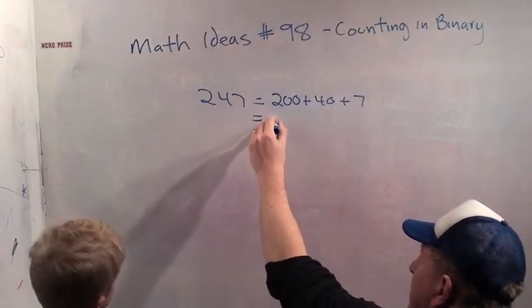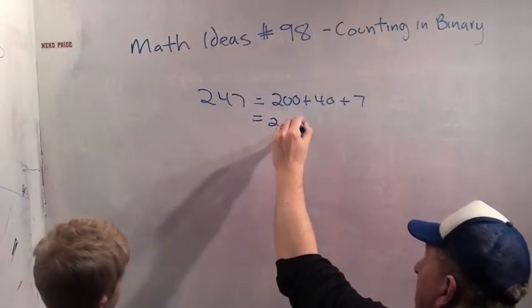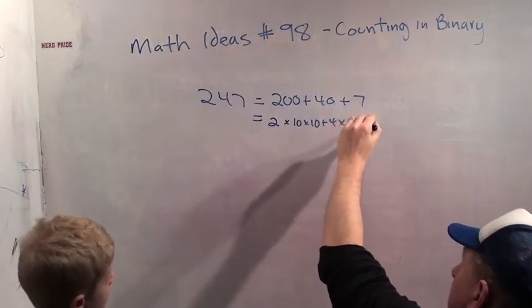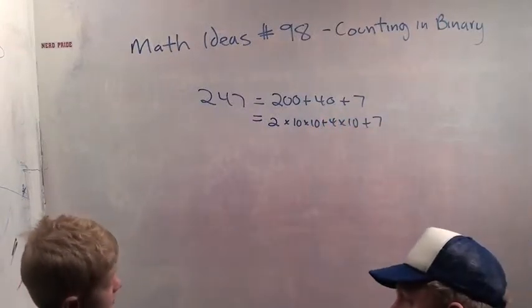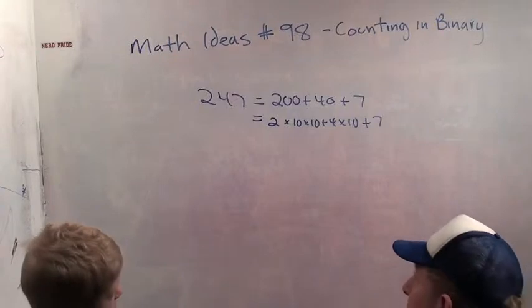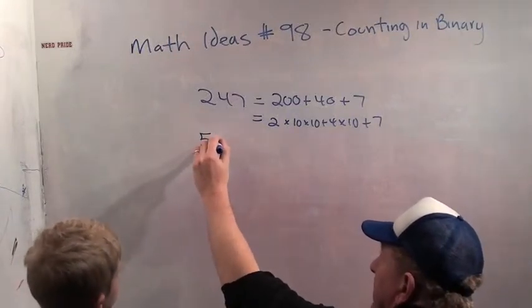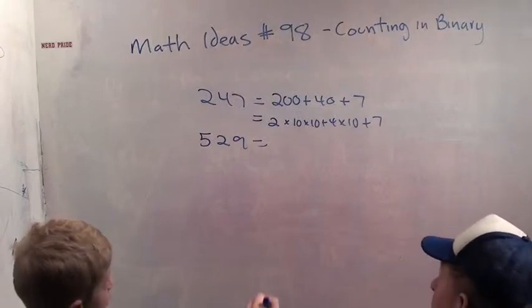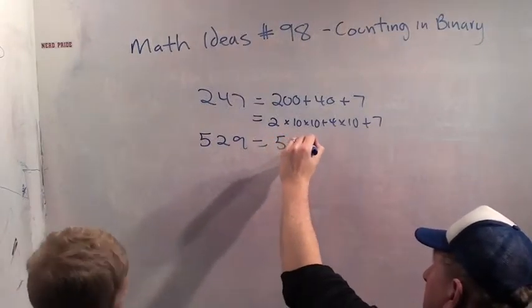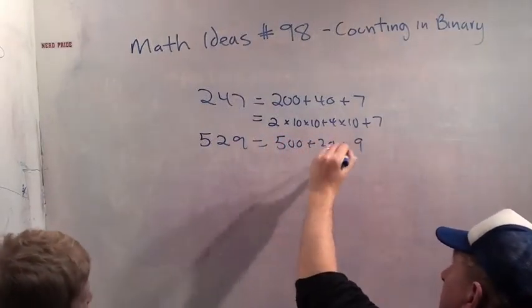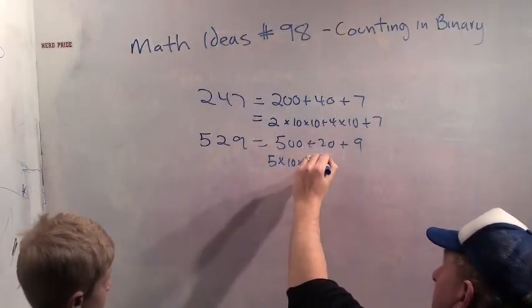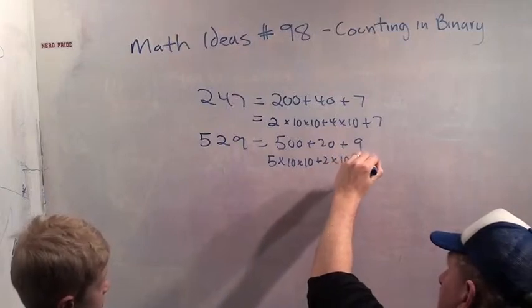We write these as powers of 10. It's 2 times 10 times 10 plus 4 times 10 plus 7. So what do you think it means when I write down the number 529? It means 500 plus 20 plus 9, which is 5 times 10 times 10 plus 2 times 10 plus 9.